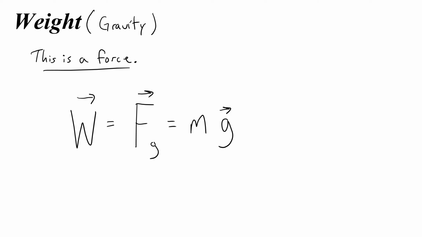Now, here is a fun thing. 9.8 is a really annoying number because it's almost 10. So to help us out with all of our force problems going forward, we are going to say that g, the acceleration due to gravity, is really 10 meters per second squared instead of 9.8. And that'll make some of our mental math a little bit quicker.